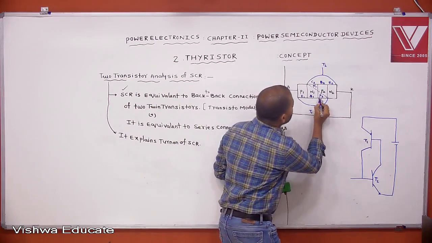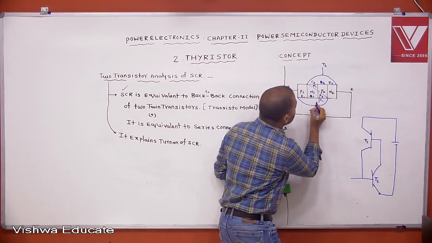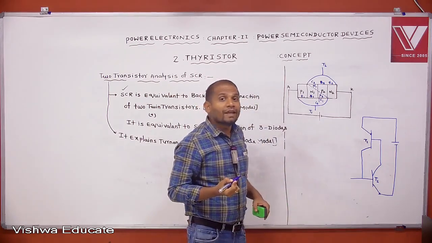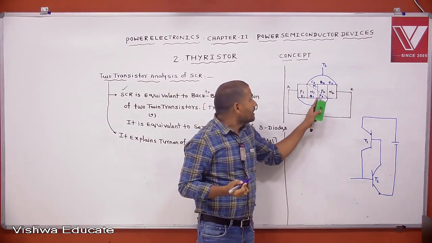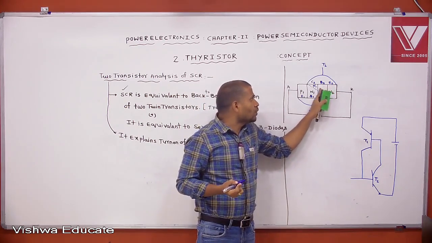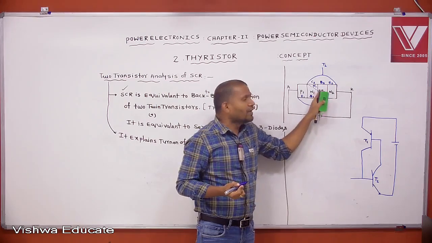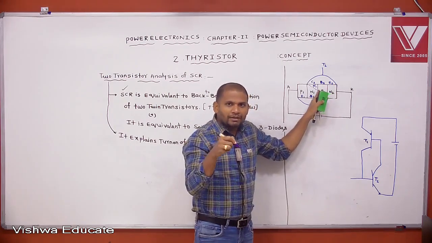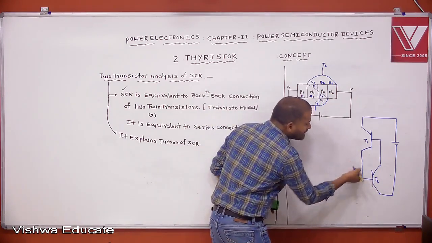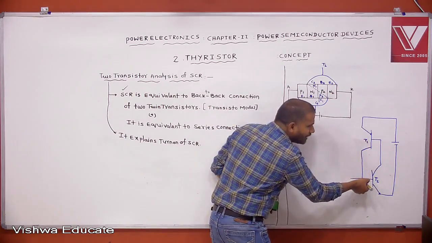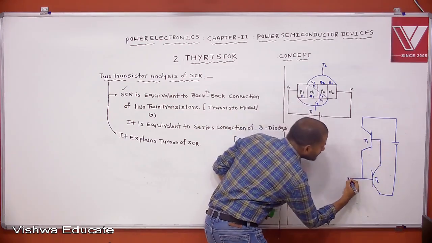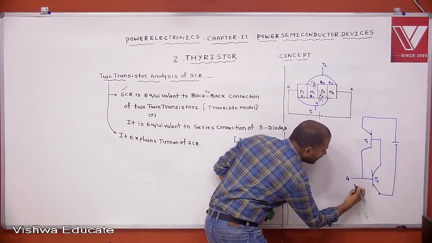Then we know this. What is this terminal in SCR? This is the gate. Where is the gate connected, you tell me? The gate is connected at the base of T2 transistor, the collector of T1 transistor. At that point, the gate is connected. Then it is which terminal? Gate terminal.